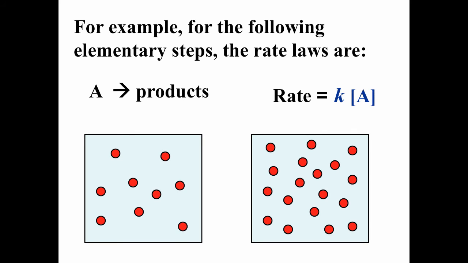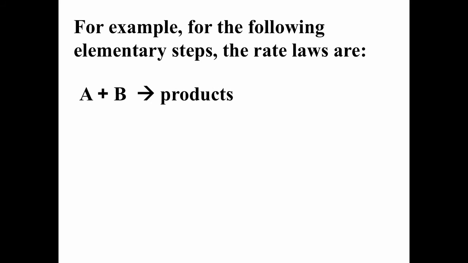Again, remember, this is only because this is an elementary step. If it's an elementary step, then the rate is directly proportional to the concentration of the reactant, and rate is equal to k times A to the first power. And this is what's called a unimolecular reaction for kind of obvious reasons. One molecule is making a product.